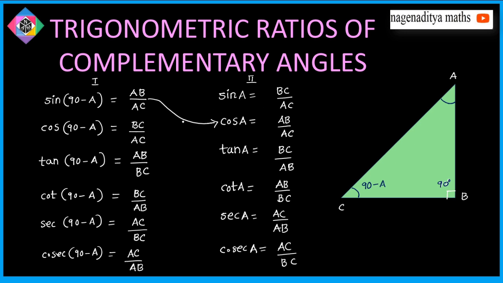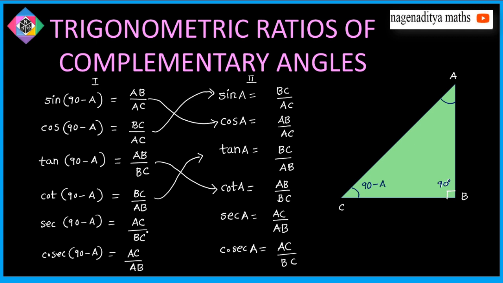Where is BC by AC? Here. So cos of 90 minus A is equal to sine A. Okay. AB by BC. Where is AB by BC? So here AB by BC. So this is equal to tan of 90 minus A, that is equal to cot A. And BC by AB. Here this is BC by AB. So this means cot of 90 minus A is equal to tan A.